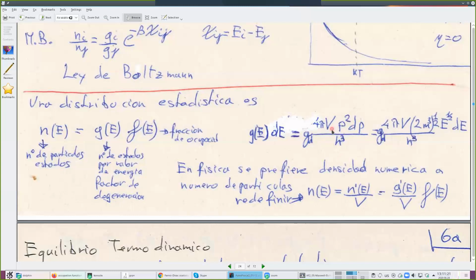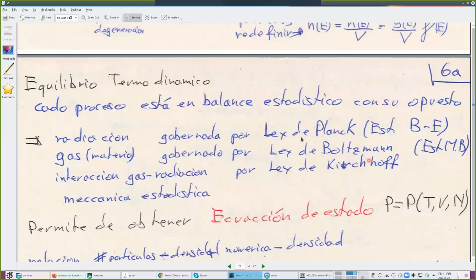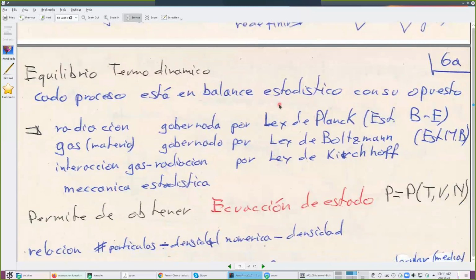And also you see here space, velocity, h. Remember about the conjugate variables and the Heisenberg uncertainty principle, that we will see again. Then, okay, let's remember this part a little more quickly.